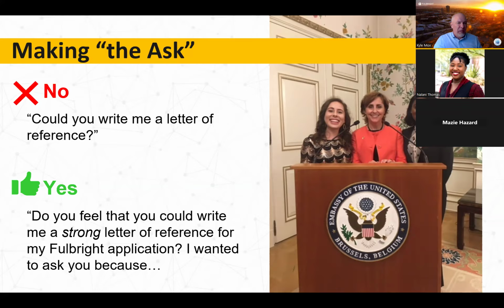Well, if they really don't want to write a letter for you, that's not a letter you want. Or if they don't feel they can write you a strong letter, that's not really a letter you want either. So you want to give them an opportunity to say no. And this happens a lot of times. I'll have students who are applying for medical school ask me for a letter, and I think, I don't really think I'm the right person here.